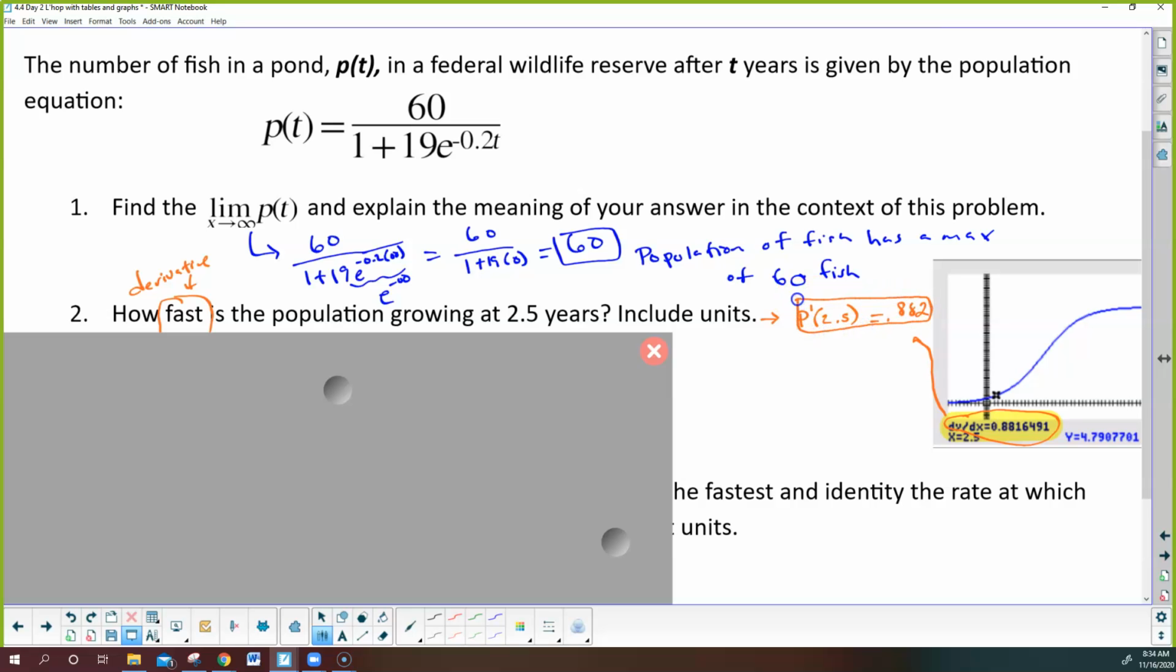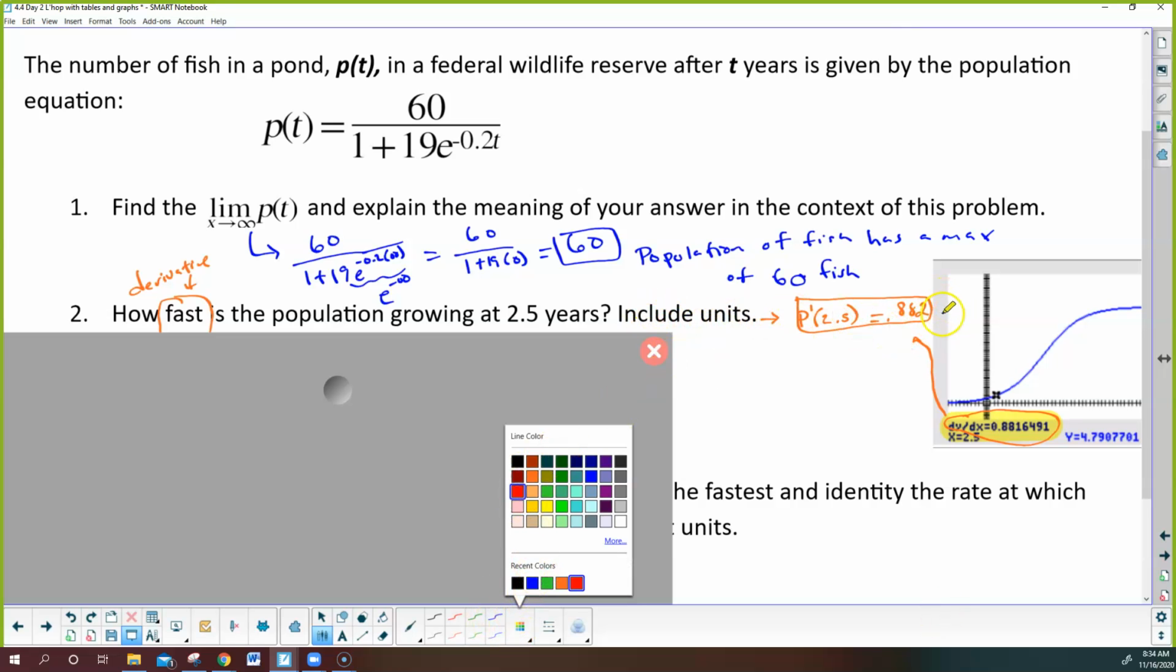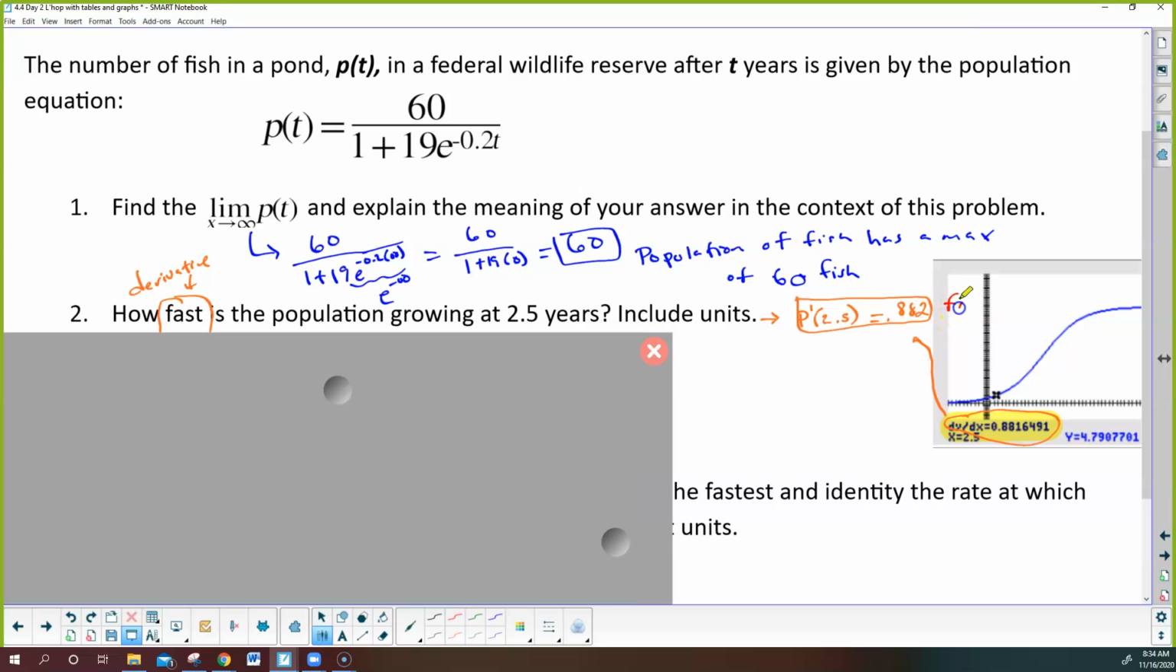So this is one way to find the derivative if you have a graph. And then we also want to include units. What are the units on this? Well, this is the change in the fish population, right? That's what the outputs are per time limit, which is year. So this would be, we are growing at 0.882 fish per year.